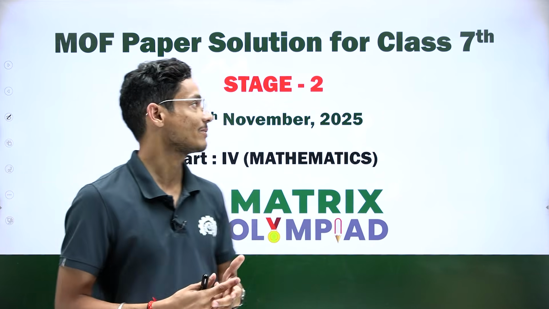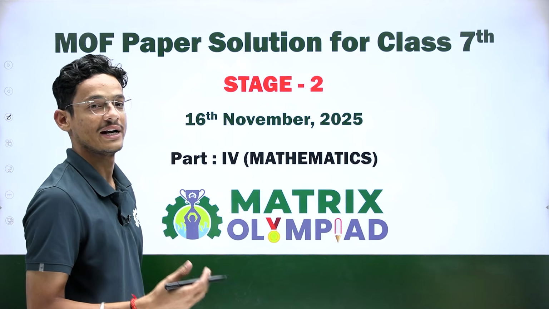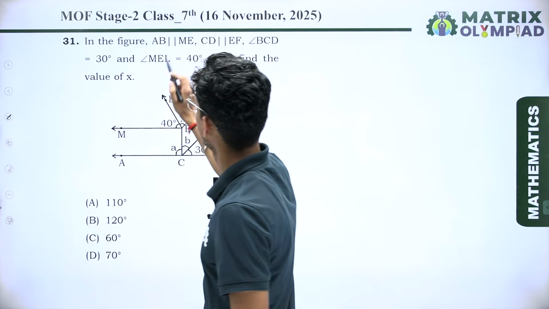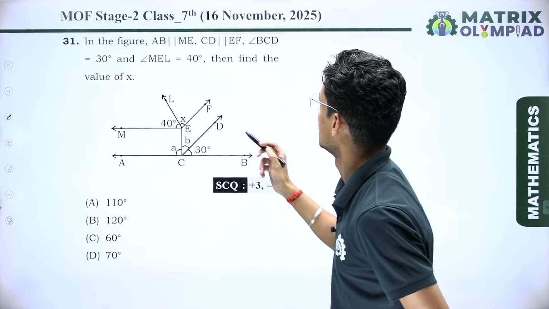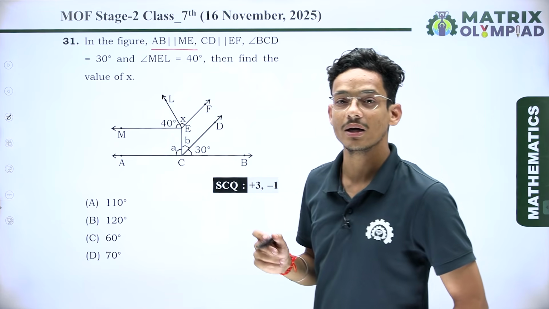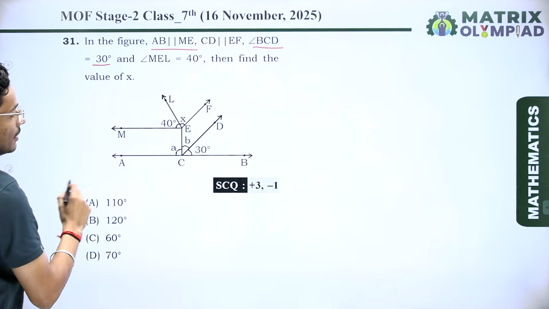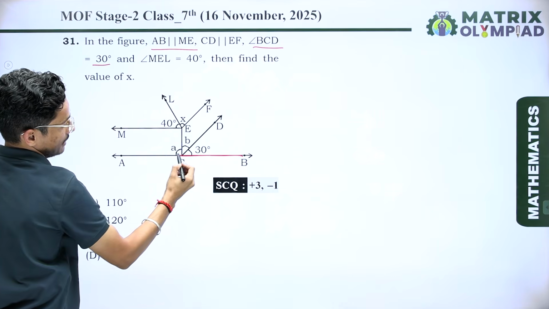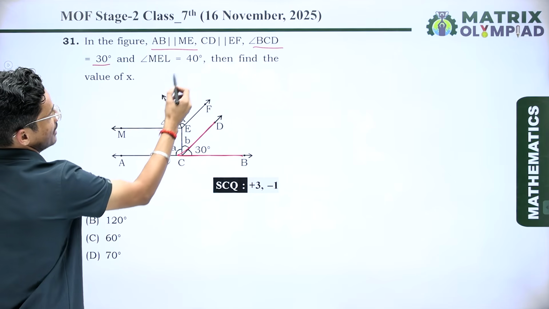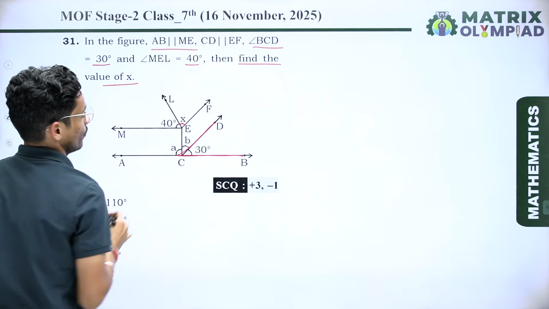So today we discuss the MF paper solution for class 7 stage 2 for the mathematics subject. So let's start. Here we have question number 31, that is, in the figure AB is parallel to ME, CD is parallel to EF, and angle BCD is equal to 30 degrees, and angle MEL is equal to 40 degrees. Then find the value of X. It means here we have to find this one.